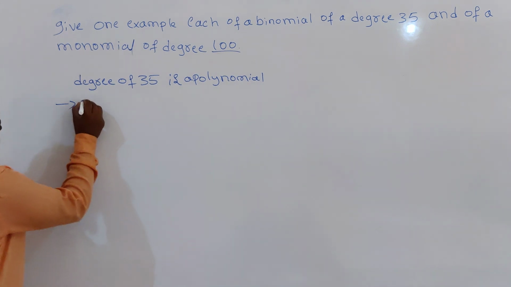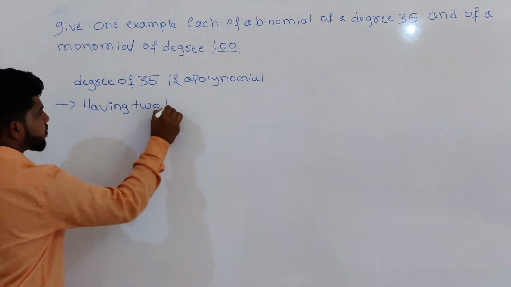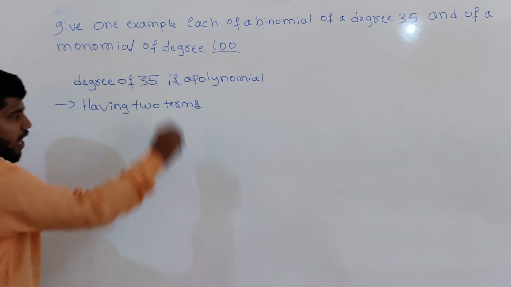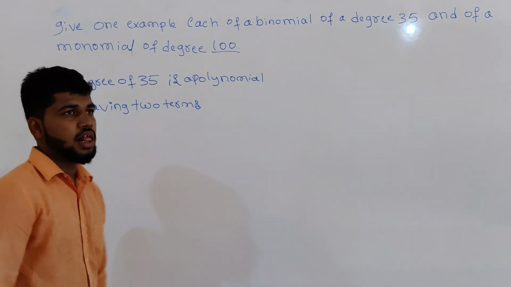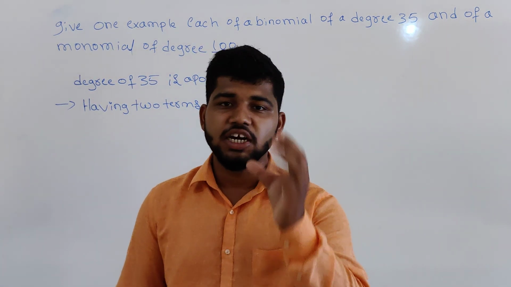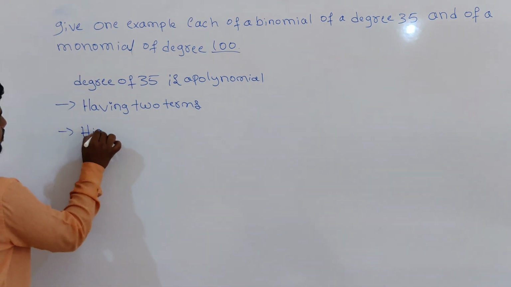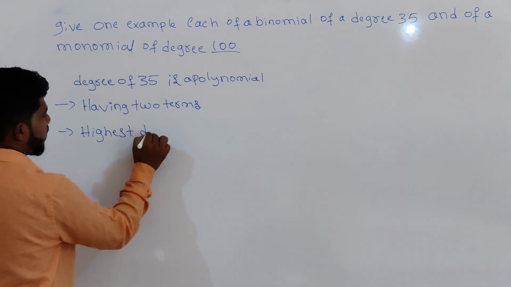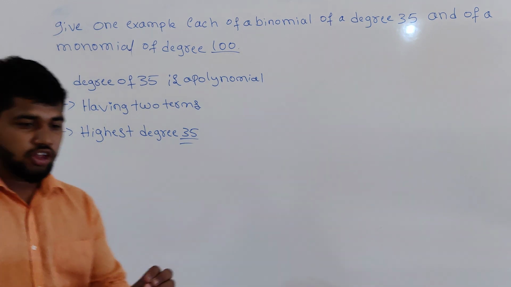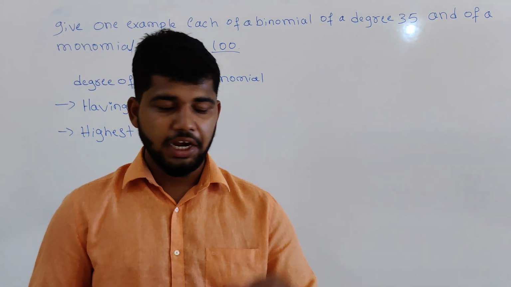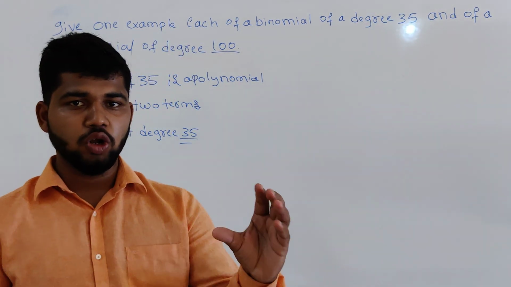Now, having two terms, the highest degree must be 35. We should give an example having two terms. It must have two terms, and the highest degree of the polynomial is 35. The degree of the polynomial is 35.